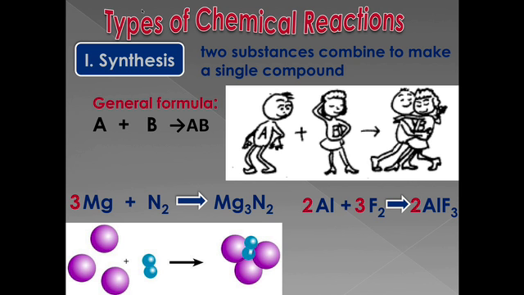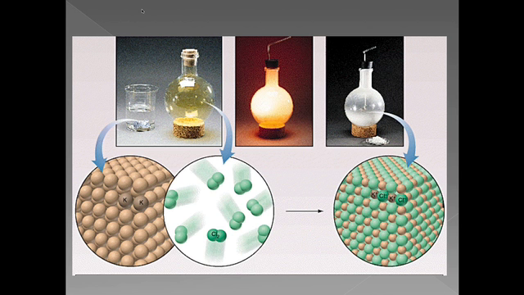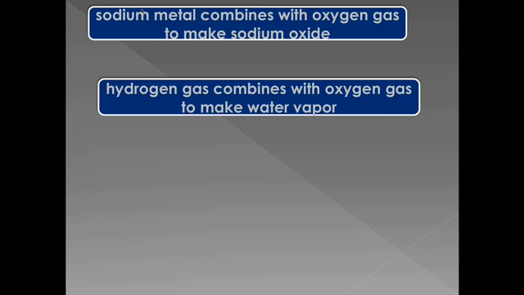But if you look at these, how you can tell is that there's only one thing on the right-hand side. Those are called synthesis. Okay, so here's another example. I have potassium, I have chlorine separate, and then it makes potassium chloride. Again, I only have one thing on the right side, so it gives me a clue that it's going to be synthesis.